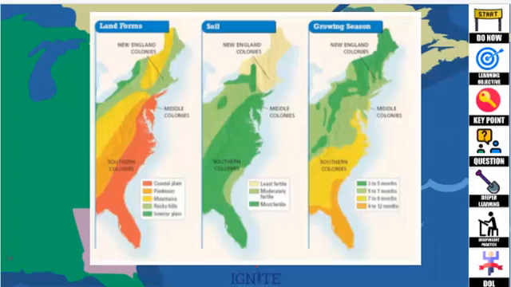In the middle column, note the quality of soil. Note that the land is not very fertile in the New England colonies, but is significantly more fertile in the southern colonies.